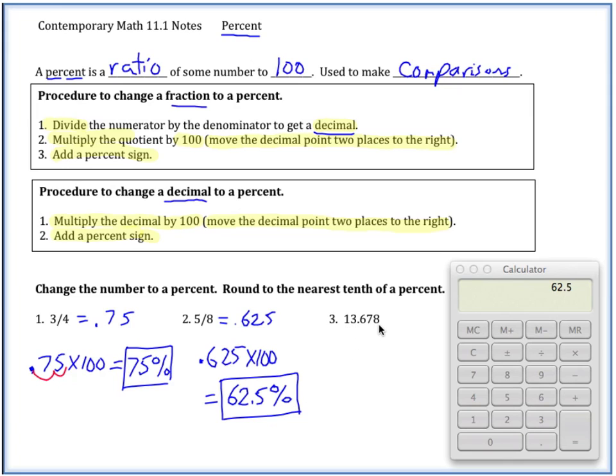Now in number 3, we already have a decimal, 13.678, and we want to change this to a percent. So we can do that just by multiplying by 100, or move the decimal point 2 to the right, and we would get 1,367.8%. Okay, so that is how you change fractions and regular decimal numbers into percents.